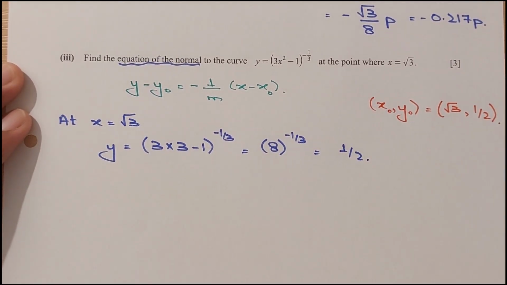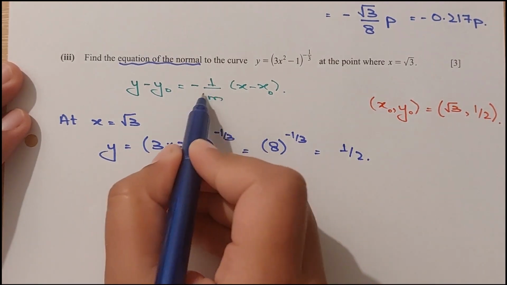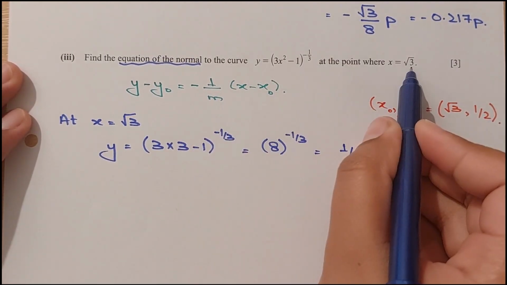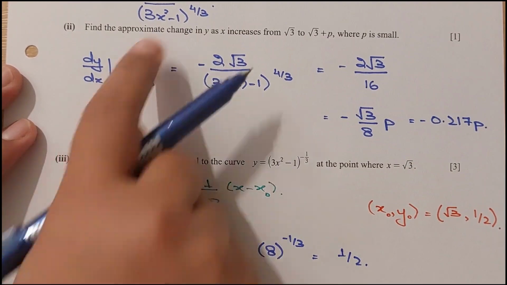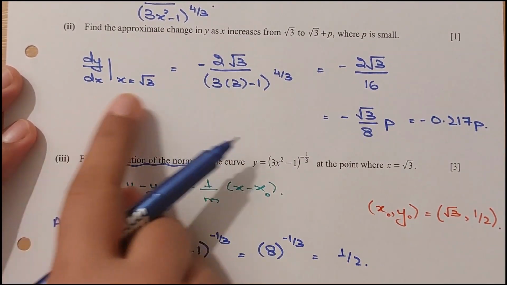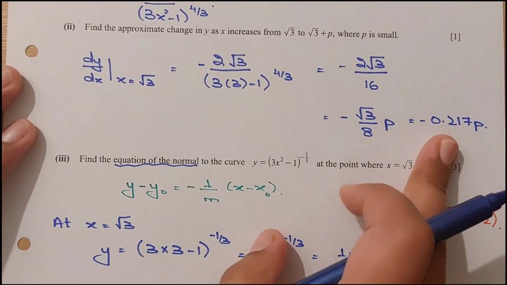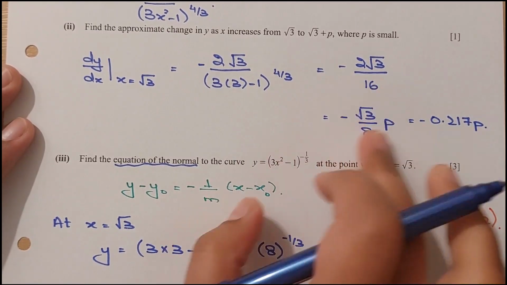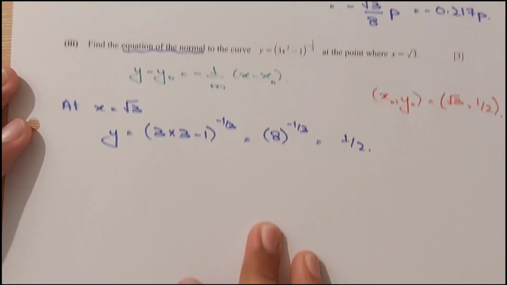Right, now we have to find the m value. M value is the gradient of the curve at x equal to square root of 3. We already did the gradient in the first part and we put x equal to square root of 3 in the second part, that is equal to 0. Or you can keep this as minus square root of 3 over 8, right?